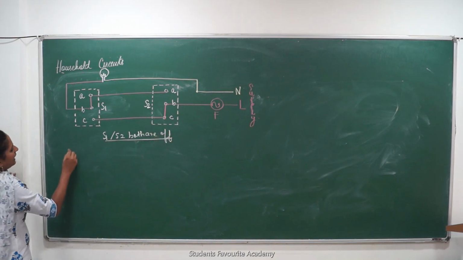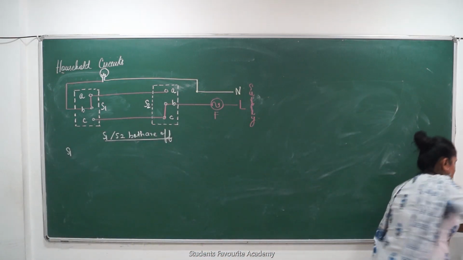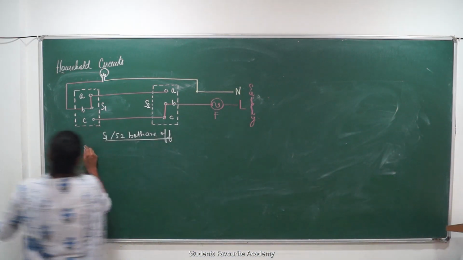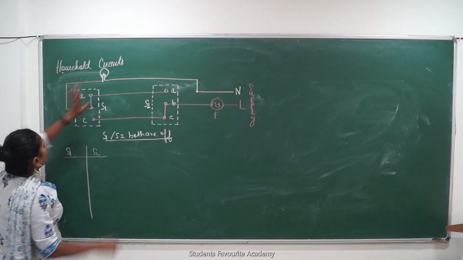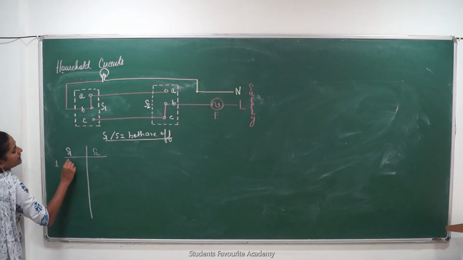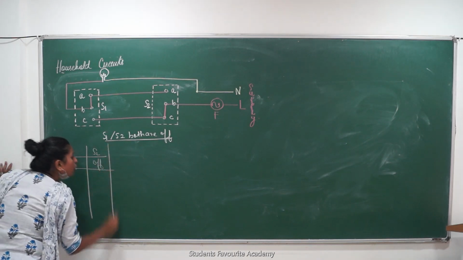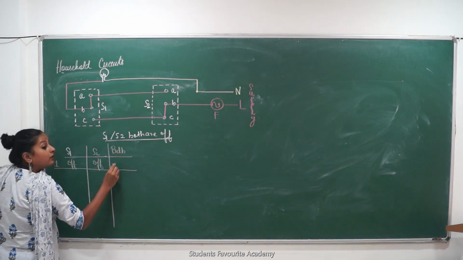ठीक है? ऐसे करके table बना लेते हैं. S1, S2, switch 1 and switch 2. What is the first condition? Both S1 and S2 are off. So can I say no current will flow? So what happens to the bulb in between? Off.